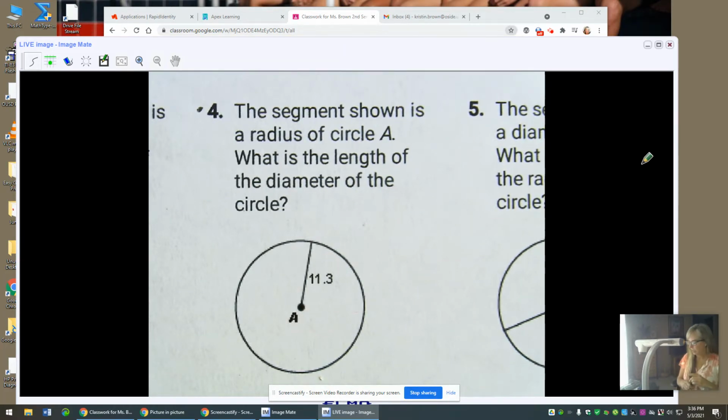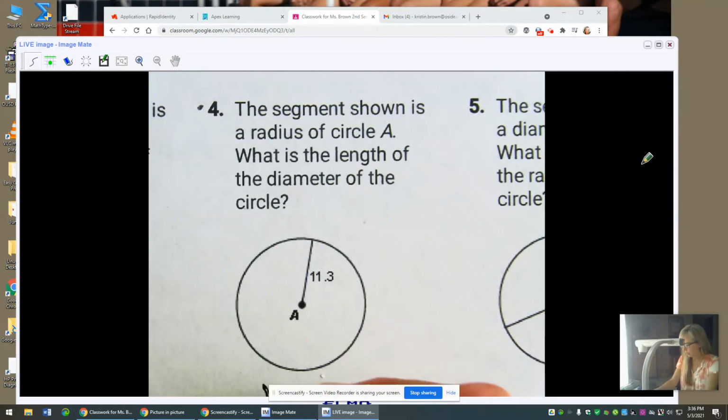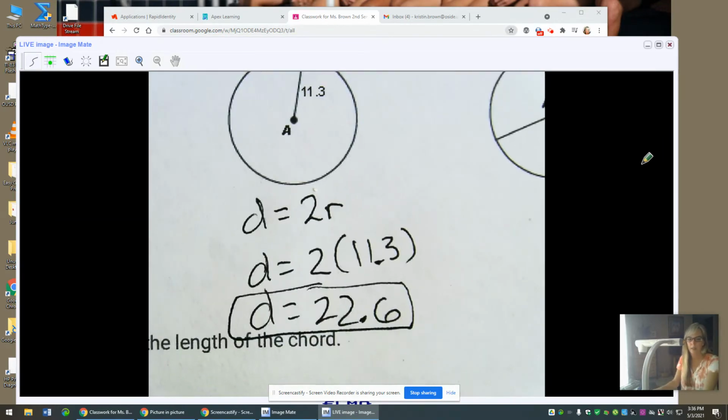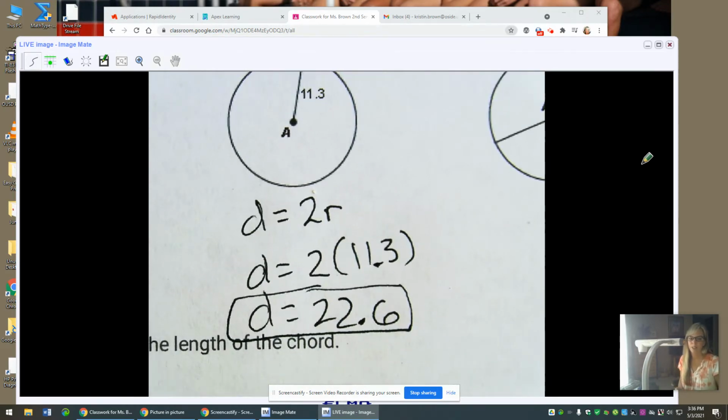Let's get the right tool. The diameter is 2 times the radius. So the diameter is 2 times 11.3. And if you want to put it in your calculator to make it a little bit easier, that's fine. Diameter is 22.6 units. They don't tell us what. So diameter is just 2 times the radius. Oops, you can't see anything I'm writing. Sorry about that. Couldn't see what I was doing.